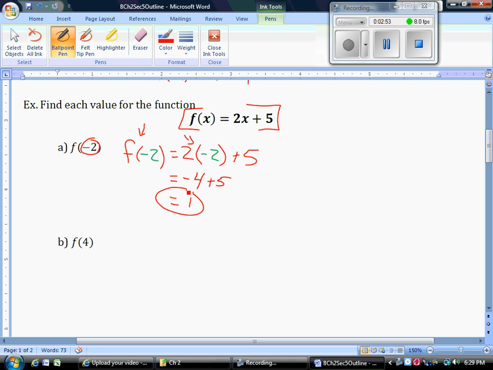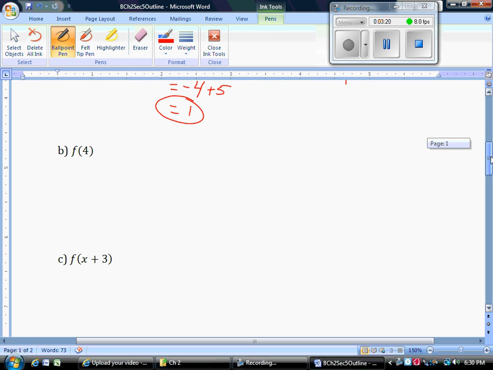If we were to put this into a typical xy chart like we had seen, it would be x and f of x instead of y. My x value was negative 2. My f of x value was 1. That's all it is, replacing y with the function notation f of x. Let's try another example.